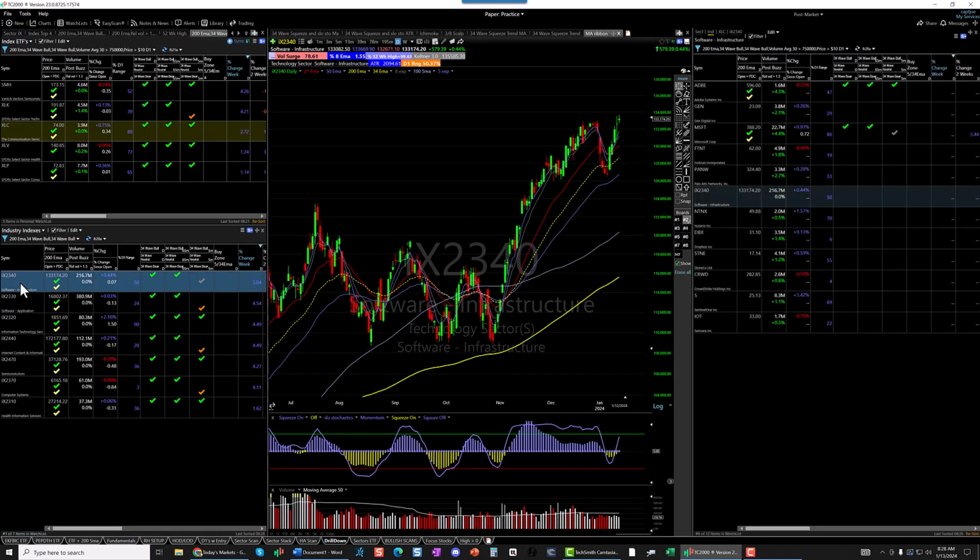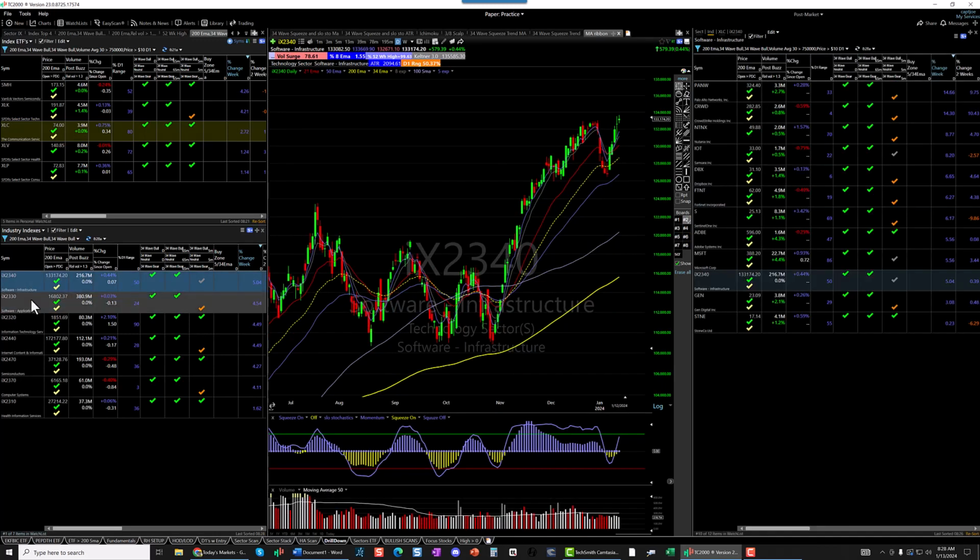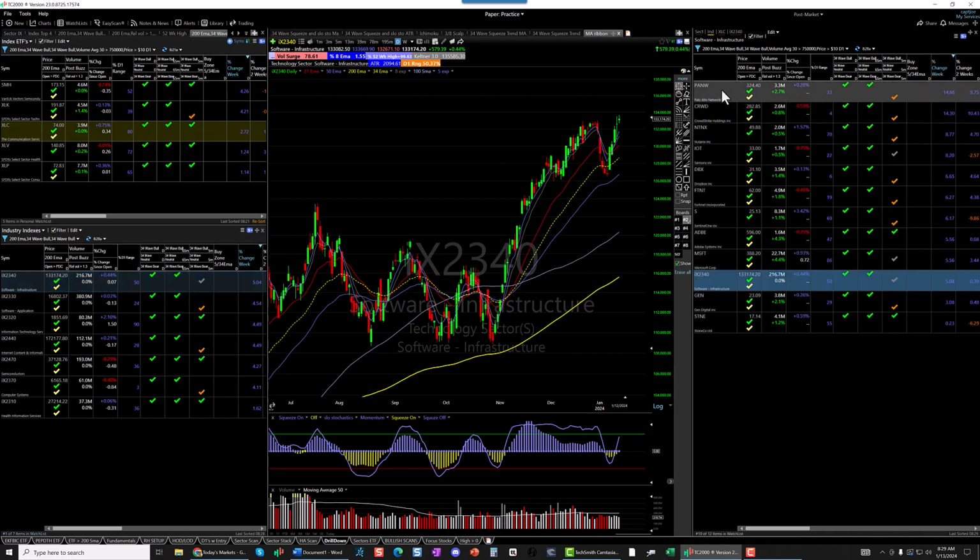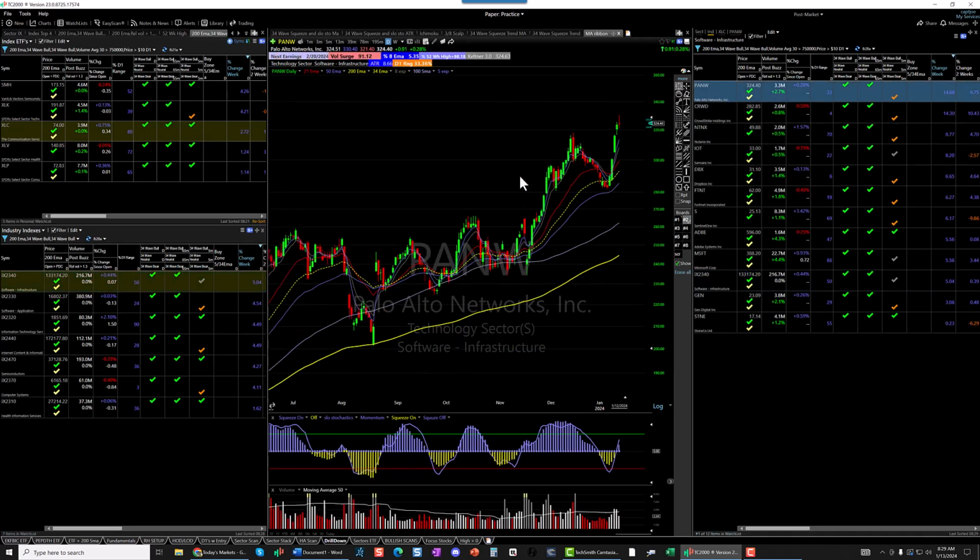Software infrastructure, software application, information technology. You can see all these in the case. These are all XLK stocks. So if I'm looking for either or some other stocks that might rise to the top, then I can sort these by change by the week, and these will give me other opportunities.